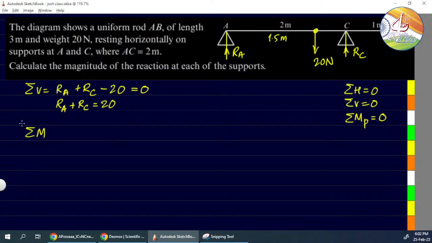Which point do you want to choose? If I choose this point, I will get RA and RC both in the equation. And this is one equation. We can take the other equation as the second equation. We can solve that, but that becomes a bit difficult, right? So we should choose our points in such a way that at least one unknown will get cancelled. So we can either go with moment about A or moment about C. Which one do you want to take?